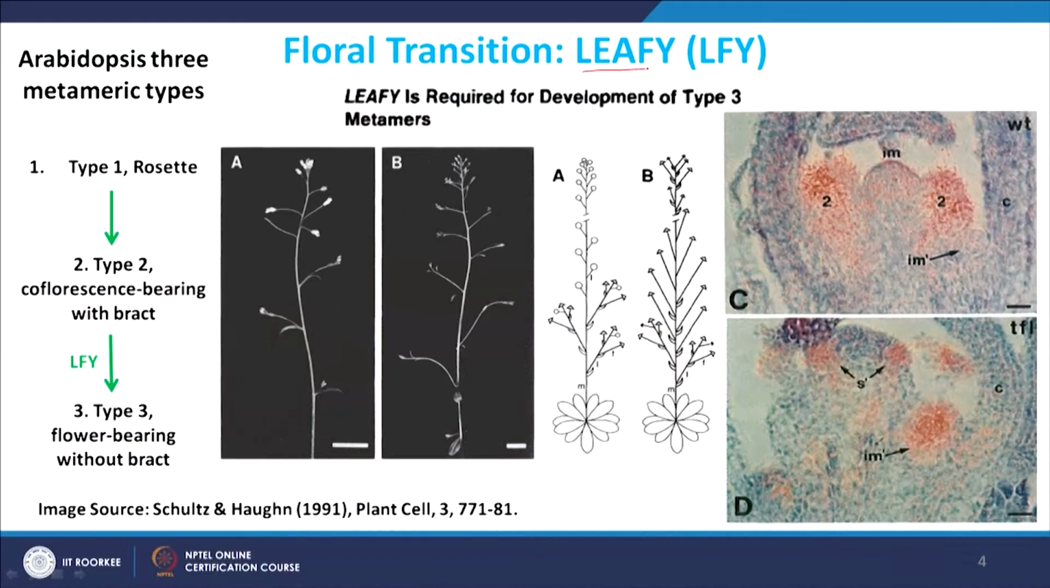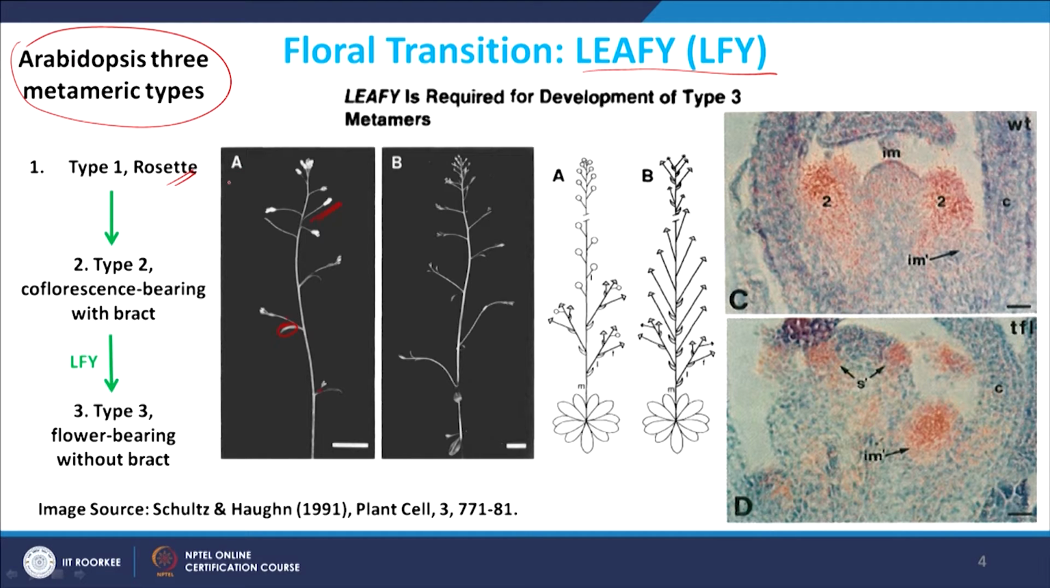On the other hand, if you look at another mutant which is called leafy, leafy is an activator of flowering. So, if you have a leafy mutant, what happens? In the Arabidopsis thaliana plant, there are basically 3 types of structure. Type 1 is rosette, and then there is a transition from here to here. This is the transition which we call the floral transition, and here the first few structures are called coflorescence. They bear a bract-like structure, and then on the higher side there are flowers without a bract-like structure.